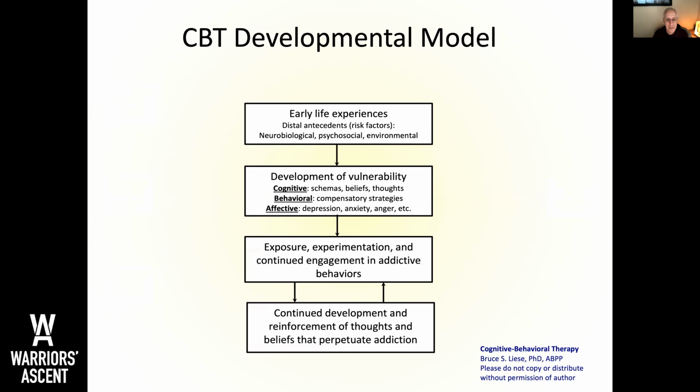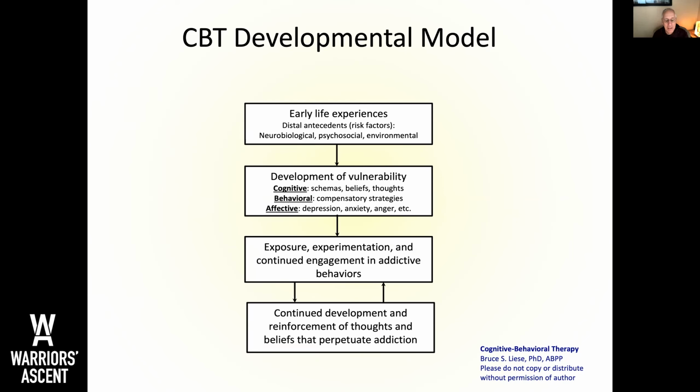Some of it is just wiring or neurobiological. Some of it is psychosocial. Some of it's environmental. These early life experiences cause us to be more or less vulnerable. My deeply held beliefs or schemas, they're called sometimes, or thoughts, they develop early in life, and our behavioral habits, how we compensate for lack of certain skills, and our predominant emotions, those all develop early in life. And the more we experiment and engage in addictive behaviors or problematic behaviors, the more they get reinforced.